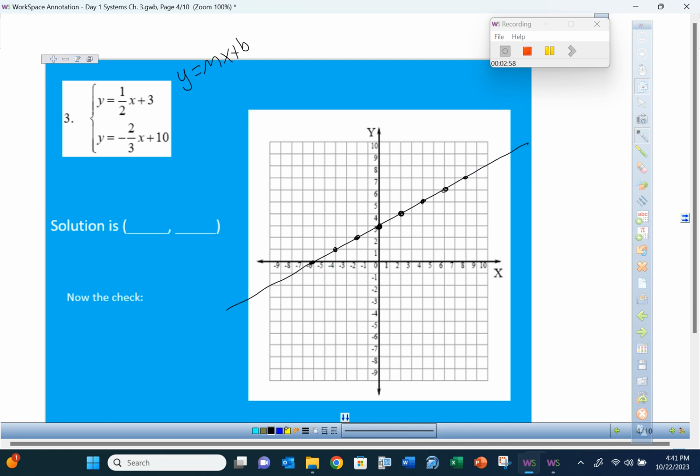Now I'm going to switch colors on you today just so that you can see it nicely. Now let's graph y equal negative 2/3 x plus 10. So I'm going to start up here at 10. I'm going to go down 2 and over 3. Down 2 and over 3. There's my answer, guys. Notice those 2 dots lined up. I'm going to go down 2 and over 3 one more time. I'm going to draw that line.